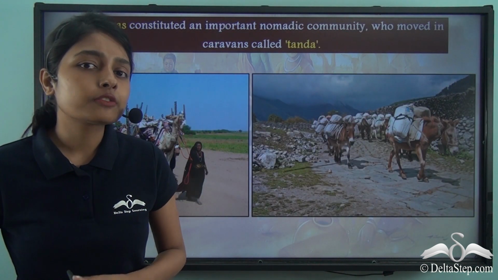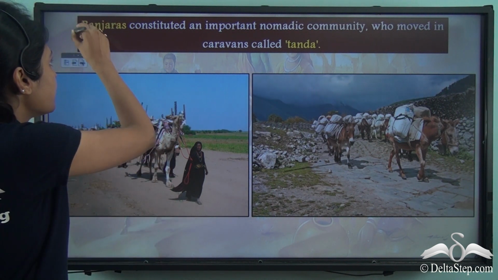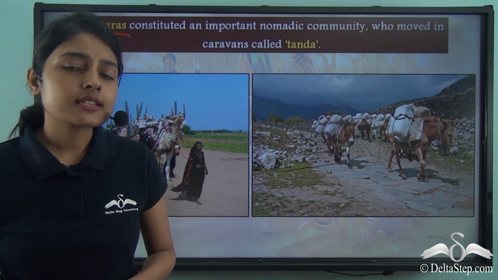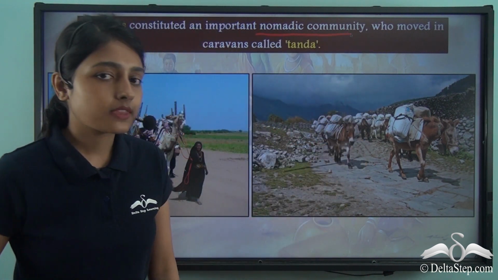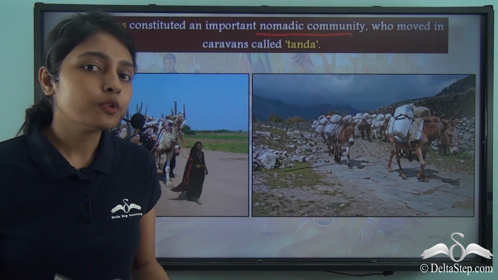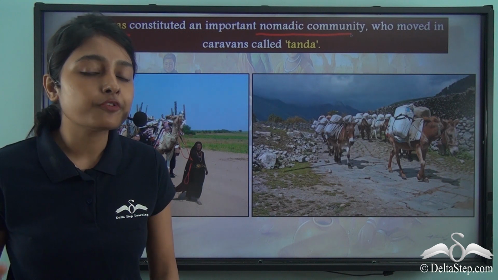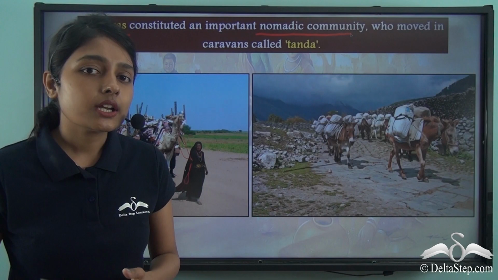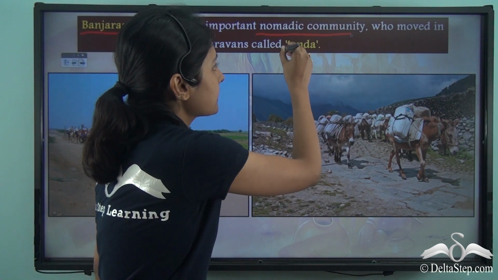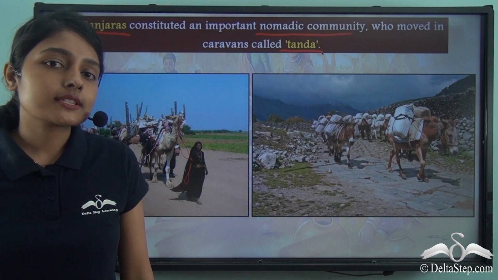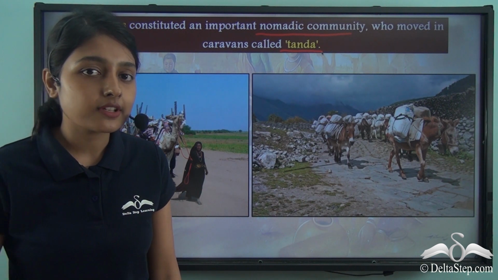Now when we talk about the nomads, mention must definitely be made of the Banjaras. The Banjaras constituted a very important nomadic community. Now what did these Banjaras move in? As in, what kind of transport did these Banjaras use to move from one place to another? The Banjaras used to travel in a caravan that was known as the Tanda. So the Tanda was the specific caravan that was used by the Banjaras for the purpose of traveling.